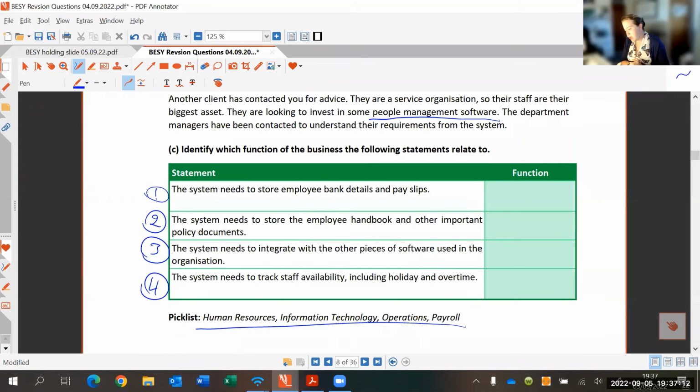So we think that the first one is payroll. Yes, I don't disagree with that. Payroll is going to want to know the bank details so we can pay the staff and also keep a record of those pay slips. So yeah, we've got payroll there and we can scrub that one out. So we pick that one. Any others that we're not sure about?